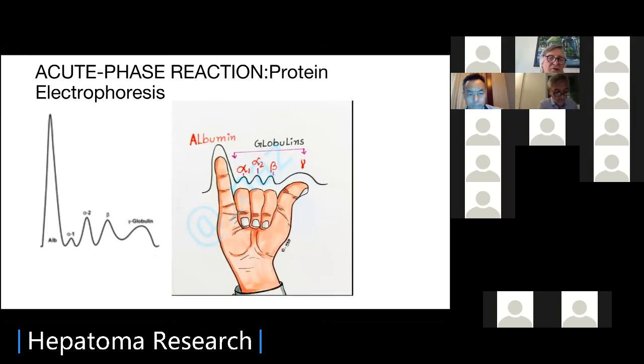The very simple first test you can do is to perform electrophoresis of the serum, and you will see a separation of the proteins in the blood. This is the albumin, and the acute phase proteins will be contained in these curves here. And one of the most prominent becomes the alpha 1 antitrypsin. The next slide.